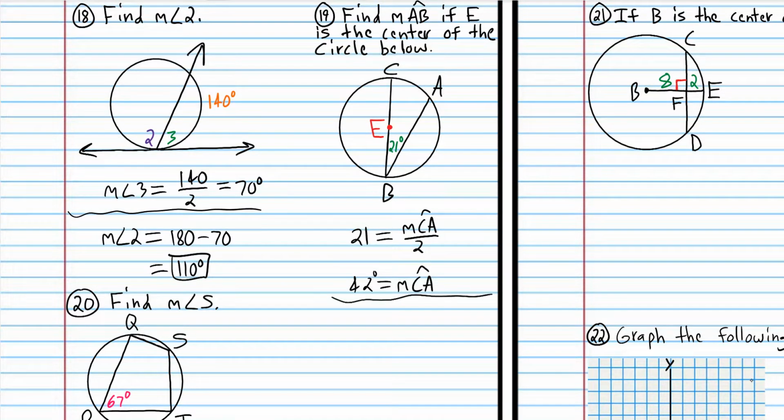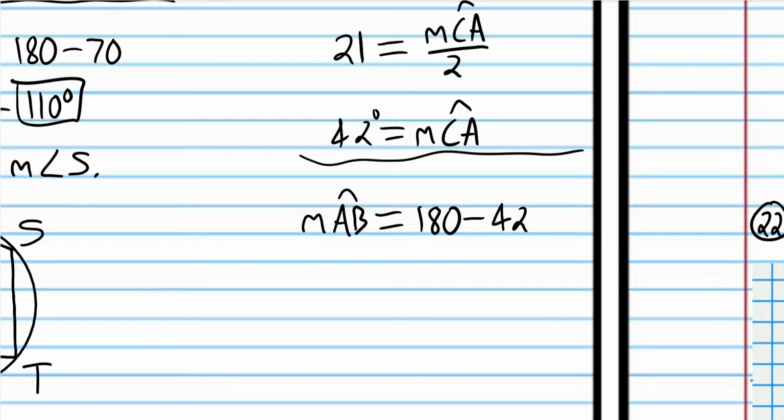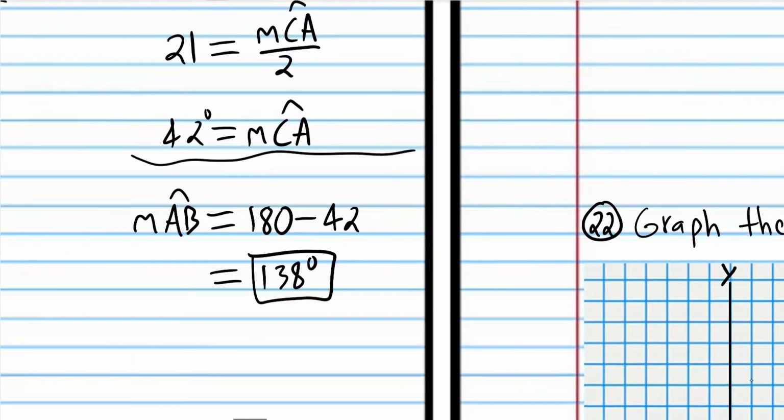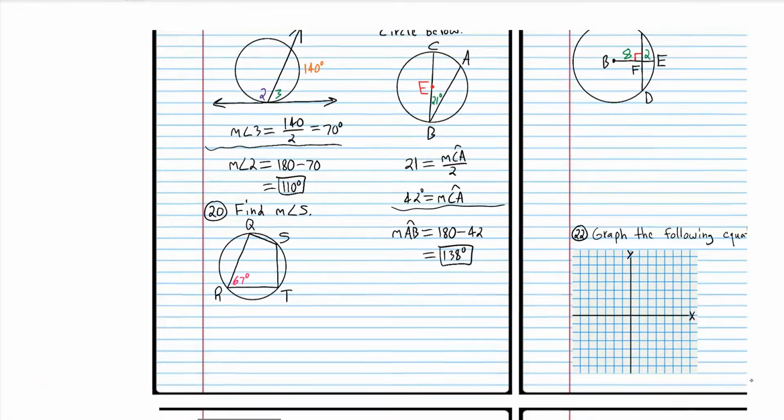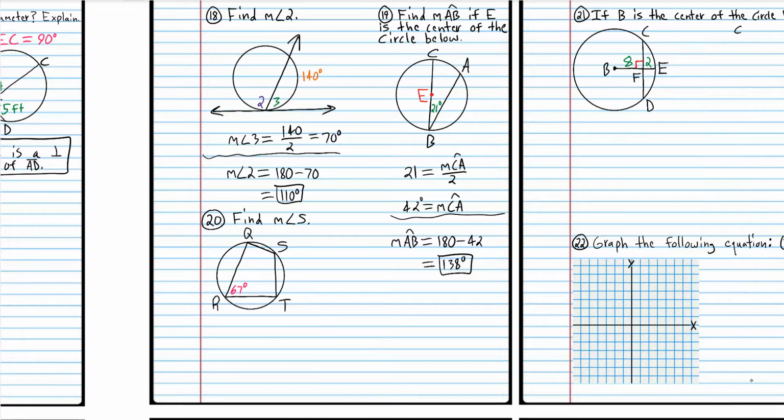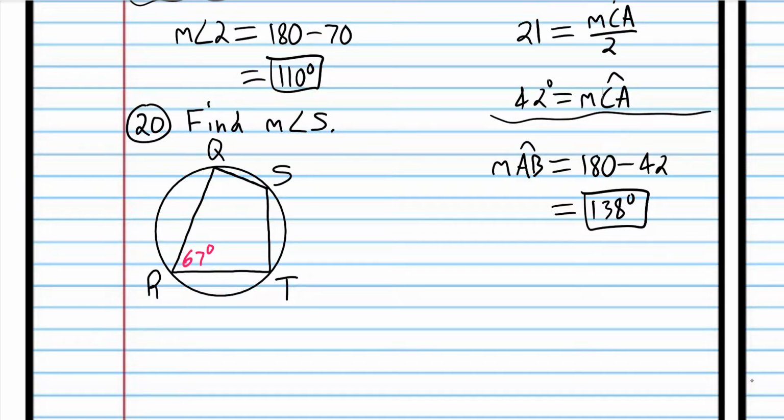So that was kind of part 1 of that problem. Part 2 is the measure of arc AB is equal to 180 minus 42. And that would be 138 degrees. So if you got that one right, excellent. All right, go ahead and try problem 20. When you come back, we'll do it together.